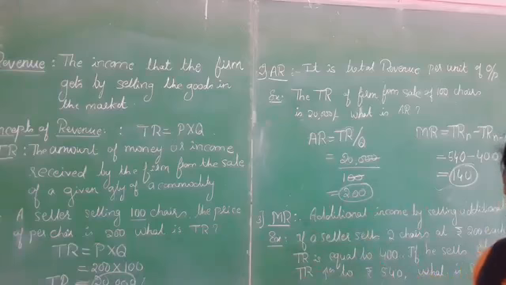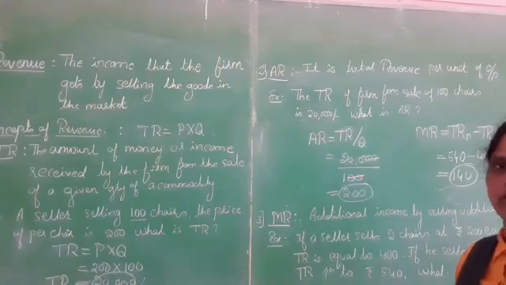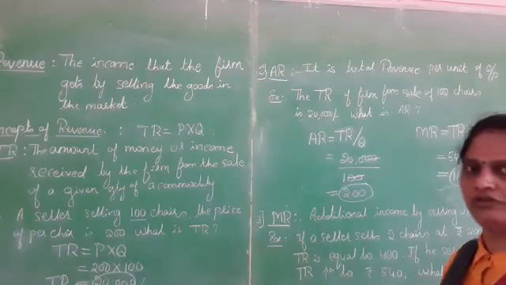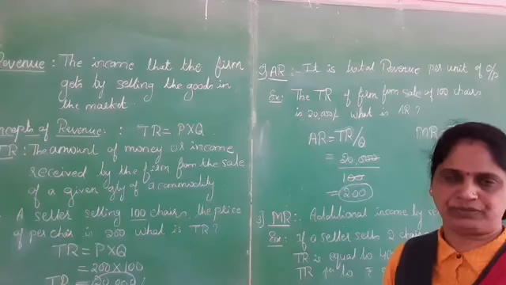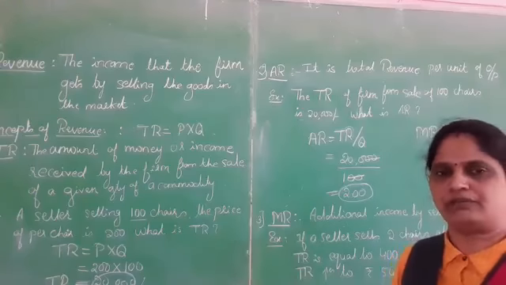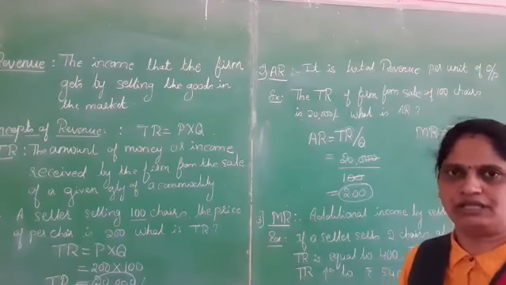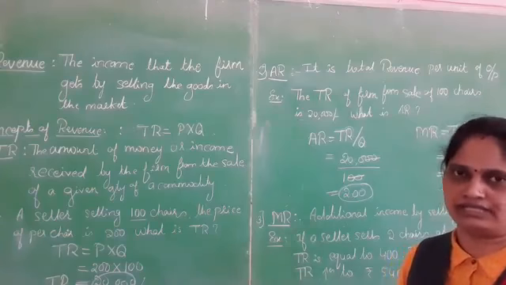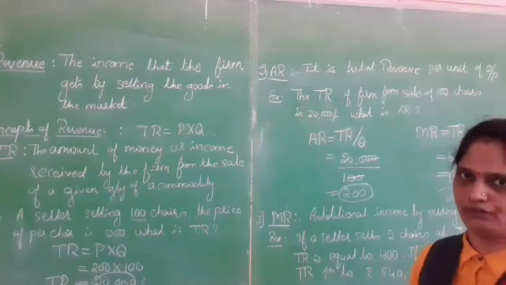So, these are the concepts of revenue. There are 3 concepts: total revenue, average revenue, as well as marginal revenue. To calculate total revenue, the formula is P into Q. Average revenue is TR by Q. Marginal revenue is TRn minus TRn minus 1. So these are the formulas.